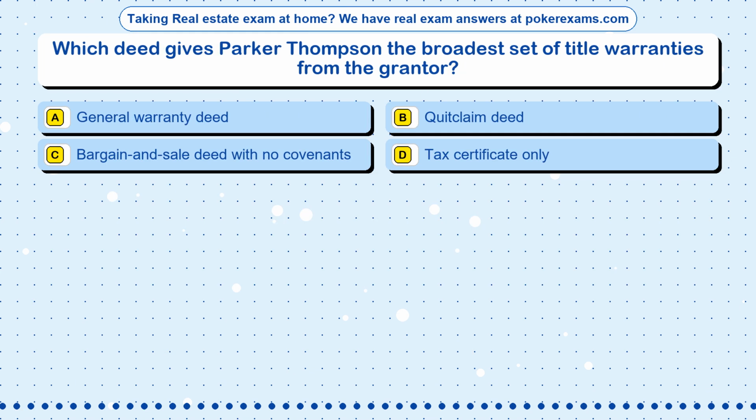Question 45. Which deed gives Parker Thompson the broadest set of title warranties from the grantor? Option A, General Warranty Deed. Option B, Quitclaim Deed. Option C, Bargain and Sale Deed with no covenants. Option D, Tax Certificate only.